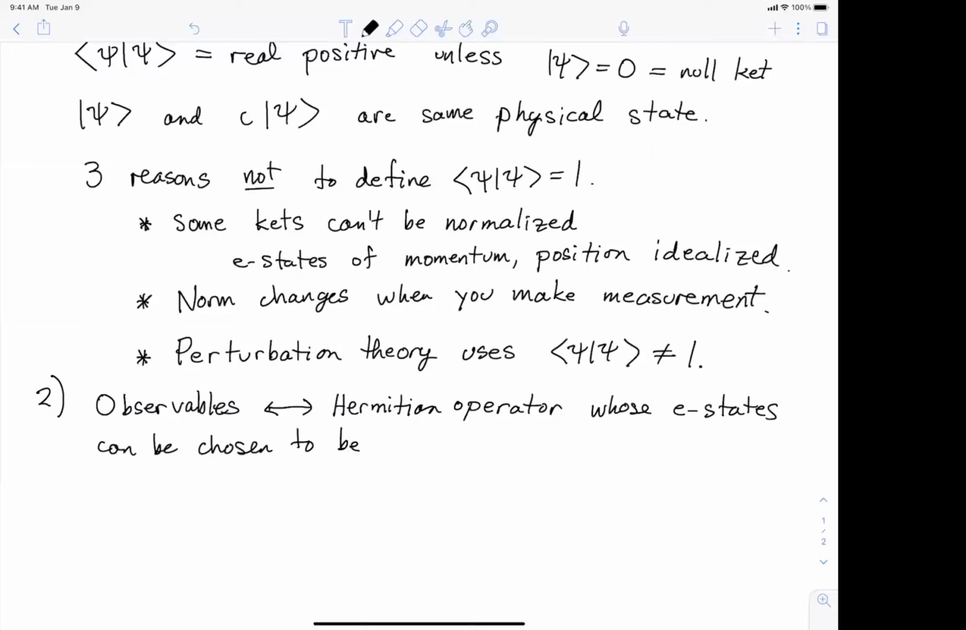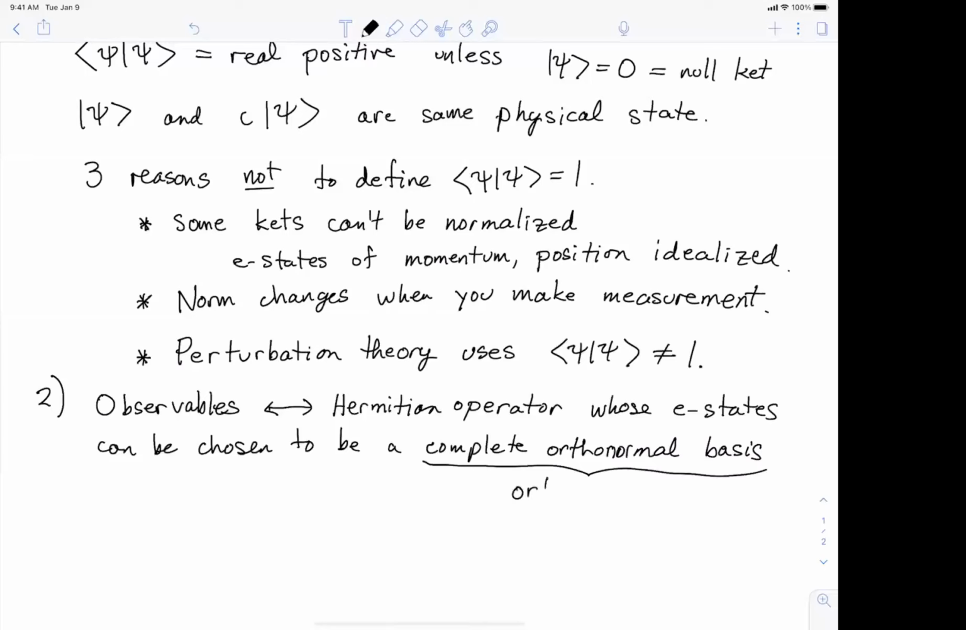So it can be chosen to be a complete orthonormal basis. And that's too many syllables and too many letters. So from now on, instead of saying complete orthonormal basis, I will usually just say orthobasis. Or if at the moment it doesn't happen to be important to us that it's orthonormal, I might just say basis.